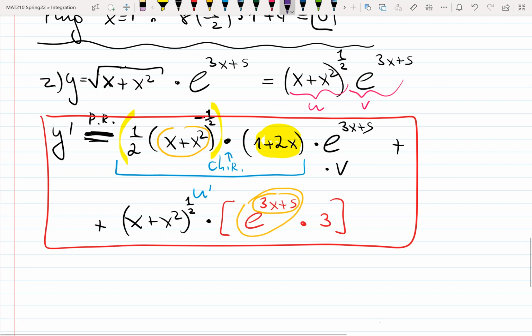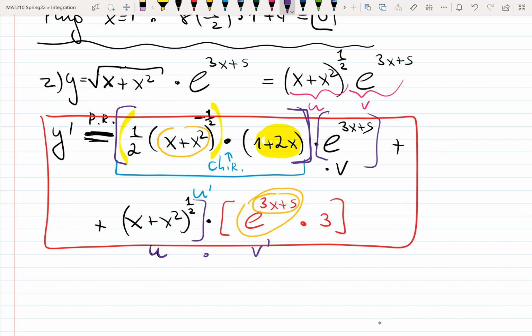Okay, maybe this note will help. u times v prime. So product rule. 1/2. Looks good to me. Let's see. This was u prime using chain rule. Copying v. Then I'm copying u, and then it's v prime. Does it make sense? Which one went away? You should tell me. u prime v plus u v prime. Okay, now let me know if I did not answer the question. And don't be afraid to unmute yourself.